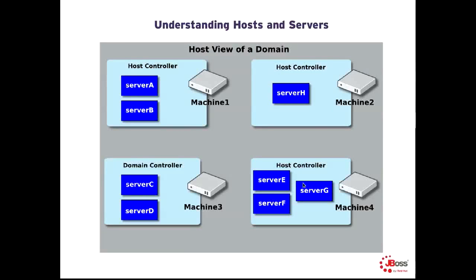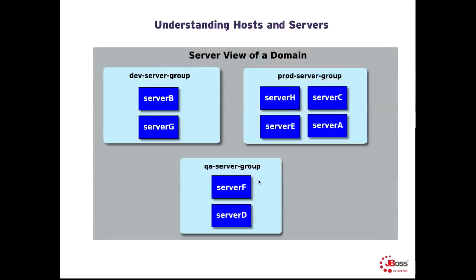If you prefer, you can look at your domain as a collection of servers. So from the server point of view, we have 3 different server groups: a dev, a production, and a QA server group. Individual servers in this group span different hosts and make up all of the services that are available for a particular collection of these servers.